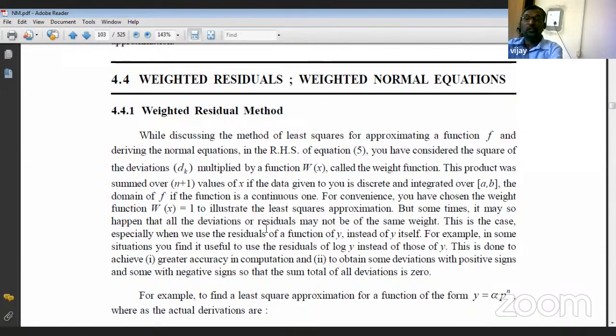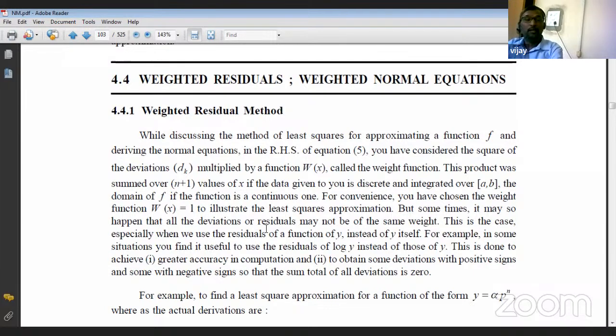But it means we have chosen the weight function w of x equal to 1, which illustrates the least square approximation. In some cases, it may happen that all the deviations of the residuals should not be the same. This is the case especially when we use a residual weight function other than 1.